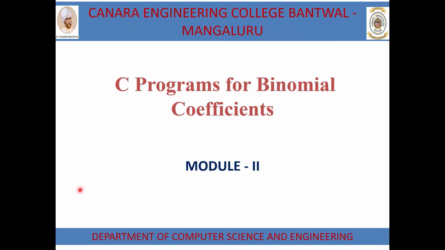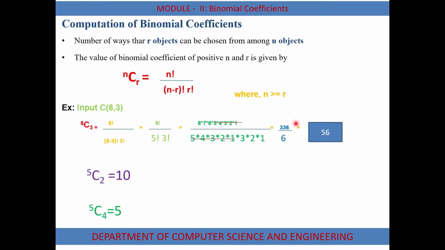In this session, we'll discuss binomial coefficients. Let's see what a binomial coefficient is. The binomial coefficient, that is C of n, r or nCr, is the number of ways that r objects can be chosen from among n possibilities or n objects. That is, the number of r-element subsets, or r combinations, of an n-element set.